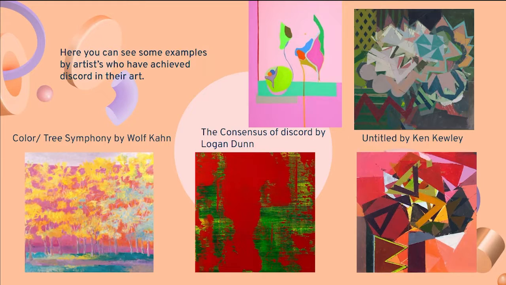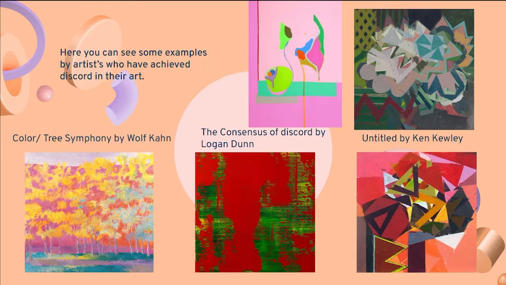Here are some examples by artists who have achieved discord in their art. The photo from the pop quiz was Color Tree Symphony by Wolf Kahn. He achieves this by doing very nice pastels, but when you look at it, you realize that trees don't do that in real life, thus becoming very uncomfortable but very realistic, well, unrealistic to look at.